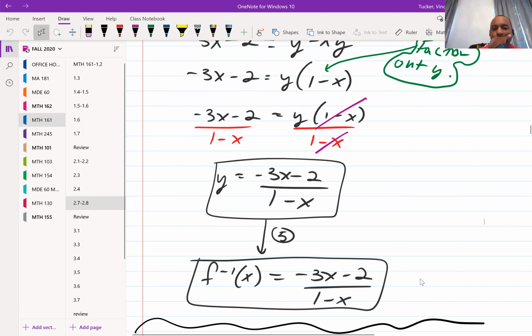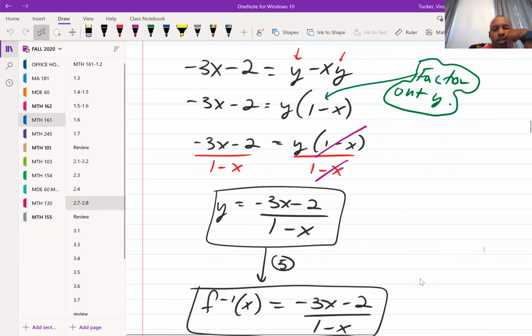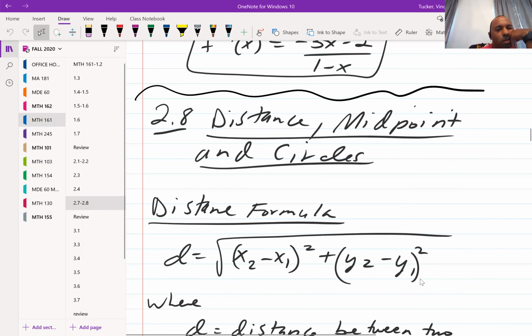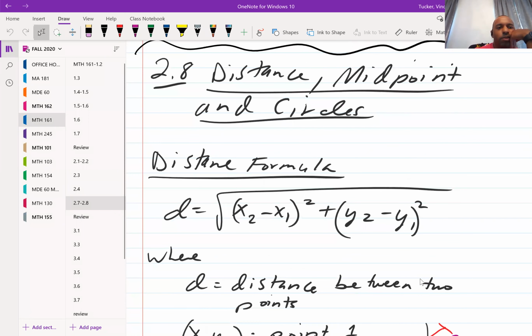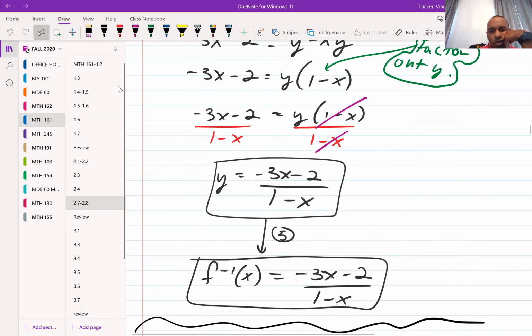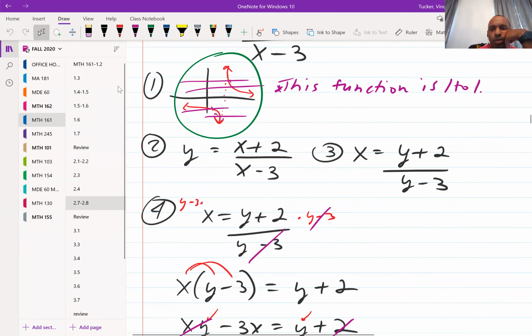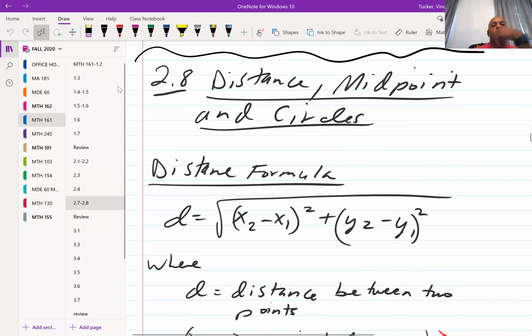All right. Yes, we did 2-7 last class, so we're looking at 2-8 today. That's the last section of chapter 2. We'll talk about how we're going to move as soon as we finish this. So we should be looking at 2.8 today: distance, midpoint, and circles.